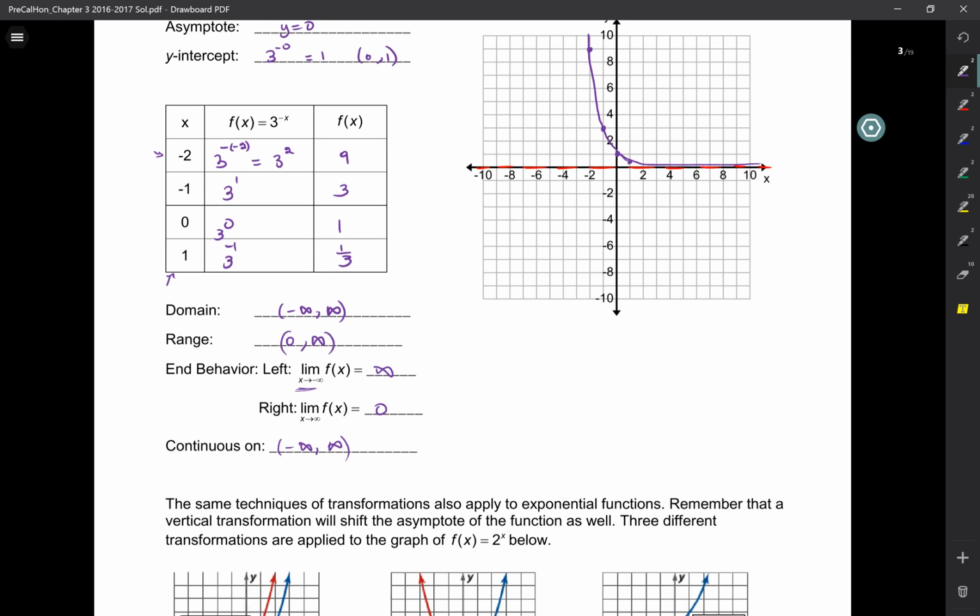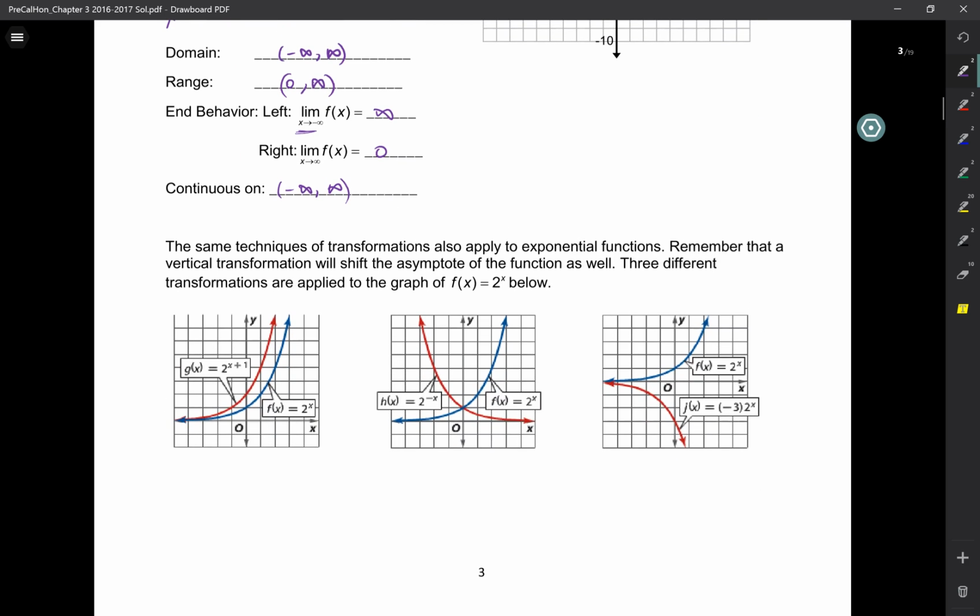Now, these were just your basic, boring, no transformation default cases. But we've got to make things a little bit more interesting, right? The same techniques of transformations also apply to exponential functions. Remember that a vertical transformation will also shift the asymptote along with the graph. So if the graph moves up 2 units, so does the asymptote. Here are a few different transformations applied to 2 to the x.